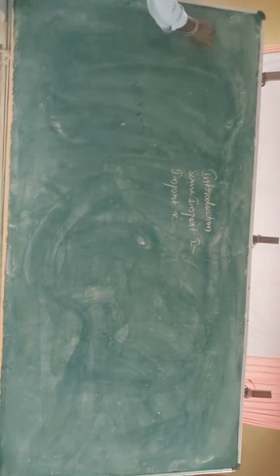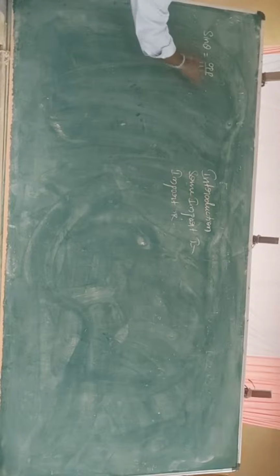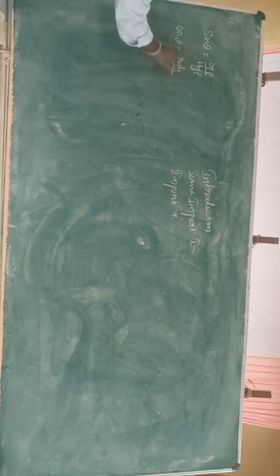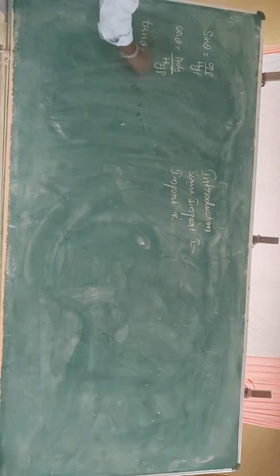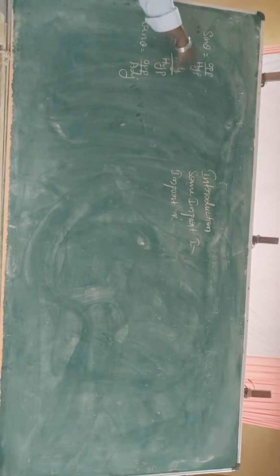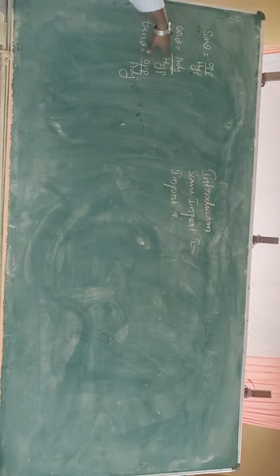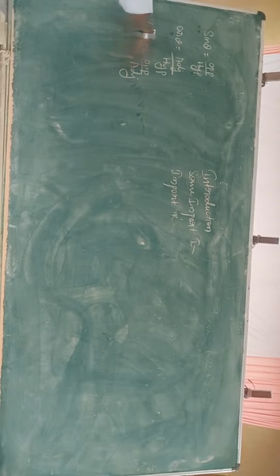Sin theta is equal to opposite upon hypotenuse, and cos theta is equal to adjacent upon hypotenuse, and tan theta is equal to opposite upon adjacent. And the reciprocal of sin is cosec theta, the ratio being hypotenuse upon opposite, and the reciprocal of cos is sec theta, the ratio being hypotenuse upon adjacent. Reciprocal of tan is cot theta, and the ratio is adjacent upon opposite.